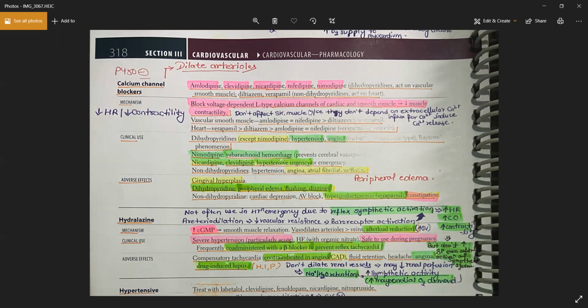They block the calcium channels, and please remember they are the L type, or the long-lasting type, calcium channels. You have no drug which inhibits the T type calcium channels. Only L type calcium channel inhibitors are available. Very important.